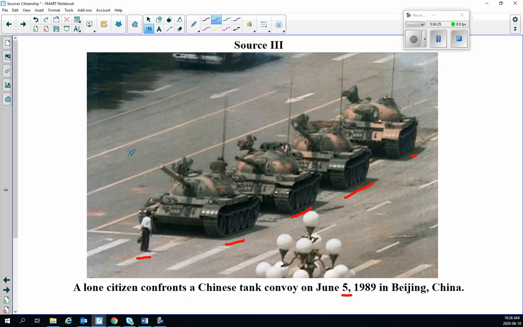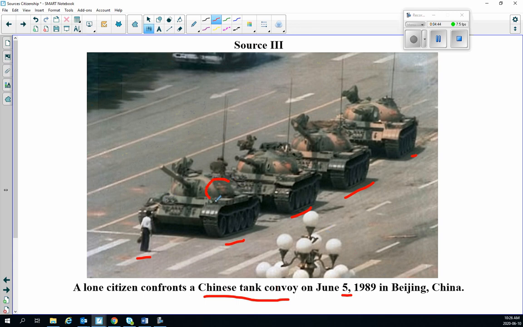But they didn't, at least not right away. And so you'll see all that when you watch the video later on. But what you get is a citizen standing up to the tanks. And what you have to think now is that it's a Chinese tank convoy. Who sent the tanks? Well, the Chinese government.